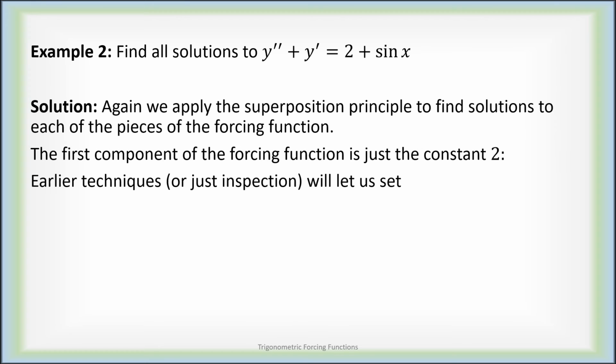This is a polynomial of degree 0. Okay, now earlier techniques, a polynomial forcing function, or honestly just sort of staring at it, if I want y double prime plus y prime to be 2, we could just take 2x. The first derivative is 2, the second derivative is 0. Great. So there is a term that, if used in the differential equation, will produce 2.